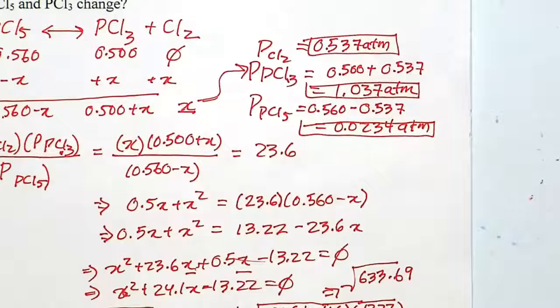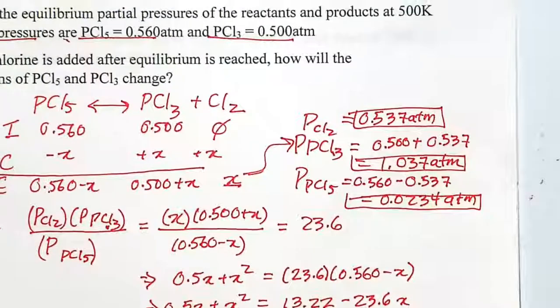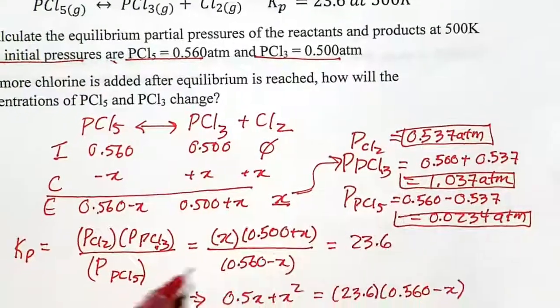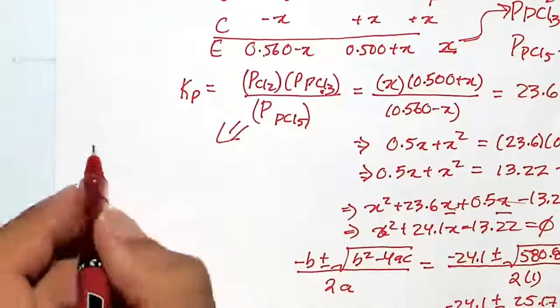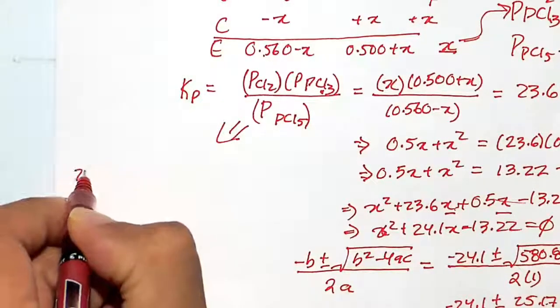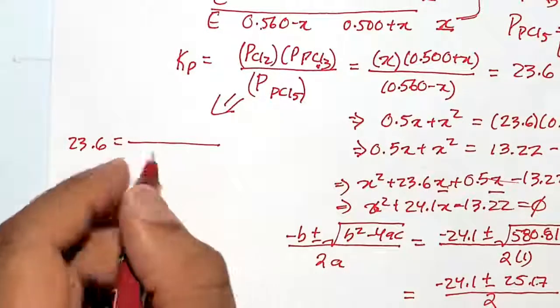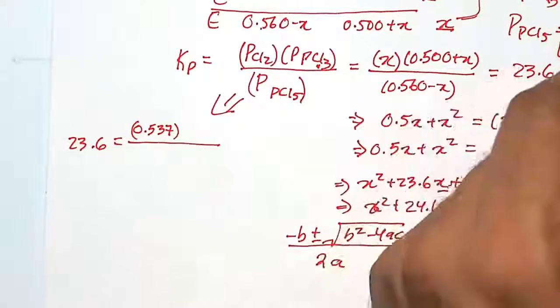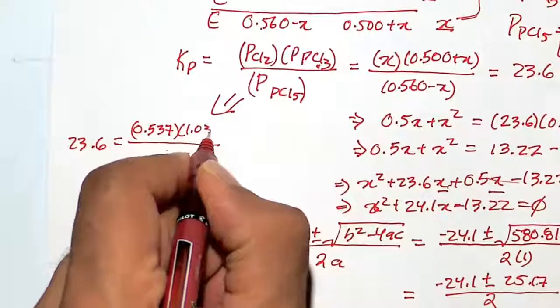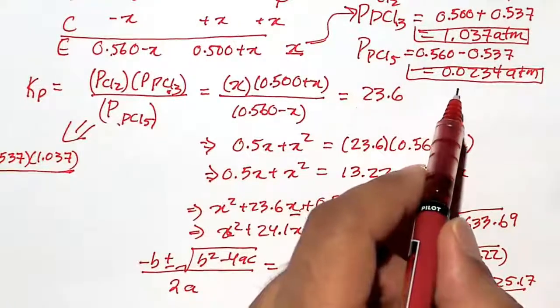We have reactants and products at the end of the reaction. We can check our values to see if they are kosher. The way we can do that is by plugging these equilibrium values back into the equilibrium expression. So let's do that here. We know our Kp from the problem is 23.6, given to us in the problem. The equilibrium pressure of Cl2 that we calculated was 0.537. The equilibrium pressure of PCl3 we calculated as 1.037. The equilibrium pressure of PCl5 we calculated as 0.0234.